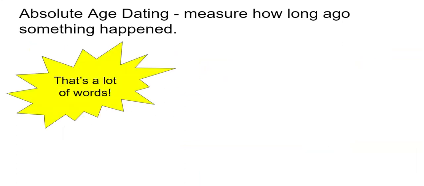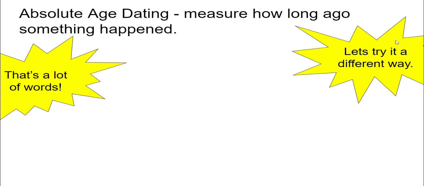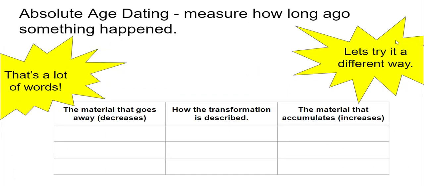Now that was a lot of words, so I want to go over these one more time in a very slightly different way using a table. See if this helps us get our brain organized. So we have three things that we're describing. We've got the material that goes away or decreases over time. We've got the way that material is transformed, or how we describe that transformation. We have the material that accumulates or increases over time.